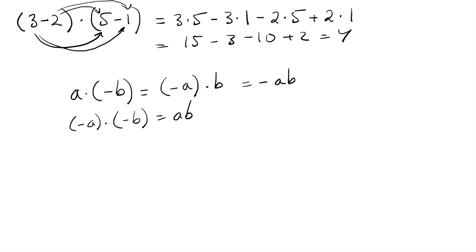So this is the rule that says that if you multiply plus and plus, you get plus. Plus and minus, you get minus. Minus and plus, minus. And minus and minus, plus. So two different kinds of signs. If you have minus on one and not on the other, then you get minus. But if you have the same on both, plus on both or minus on both, then you get plus.